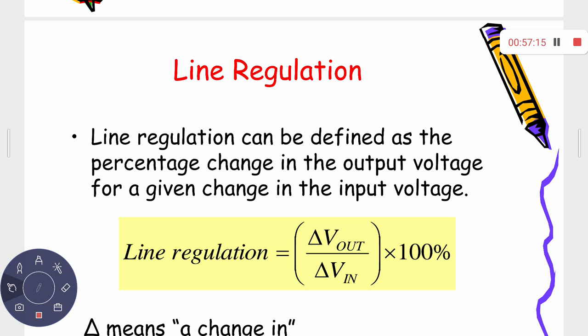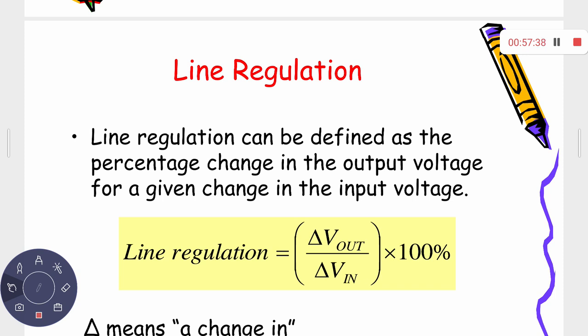Sir, the voltage at the lowest point must be greater than or equal to Vz, otherwise we cannot. Yes, that is the voltage across the two terminals of the diode. In the ripple part, the lowest peak voltage must be greater than or equal to Vz, right?